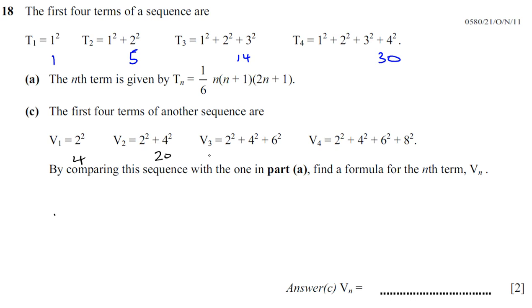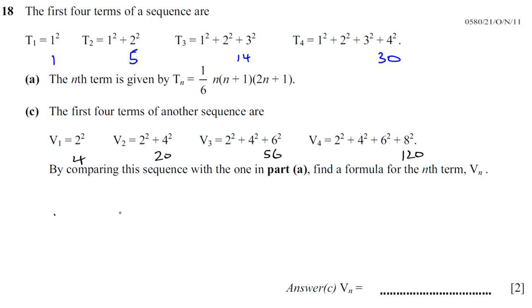And then we've got 2 squared plus 4 squared plus 6 squared, which is 20 plus 36, which is 56. And then we're going to have 56 plus 8 squared. 8 times 8 is 64, so 56 plus 64 is 120. Okay, so here we have the terms of these sequences.